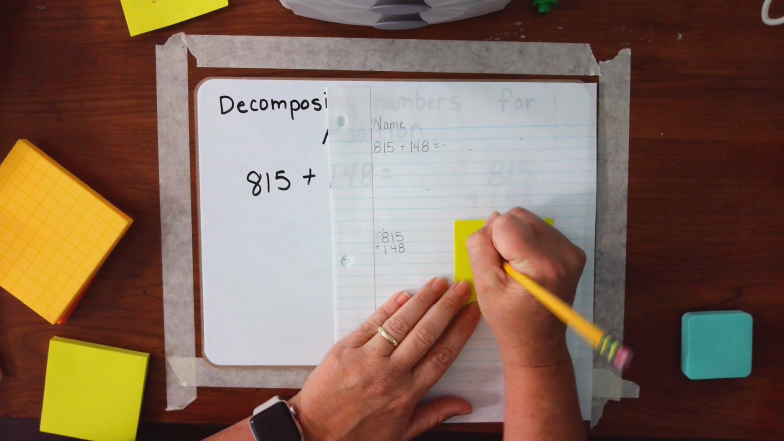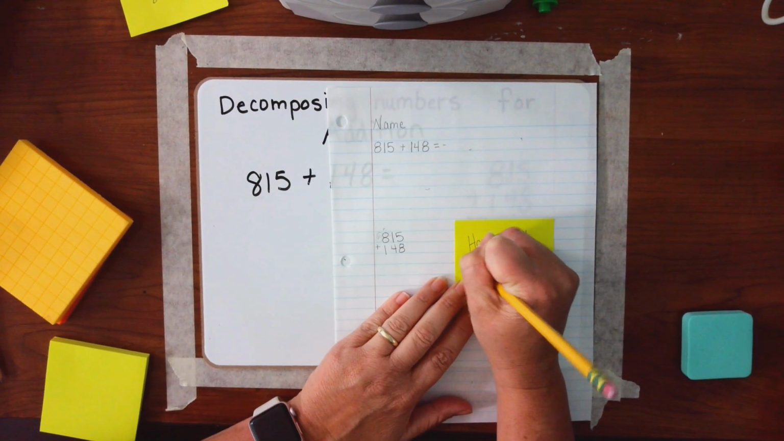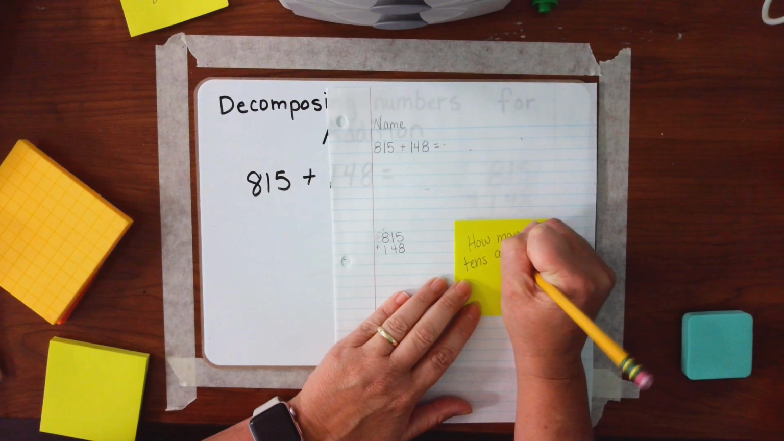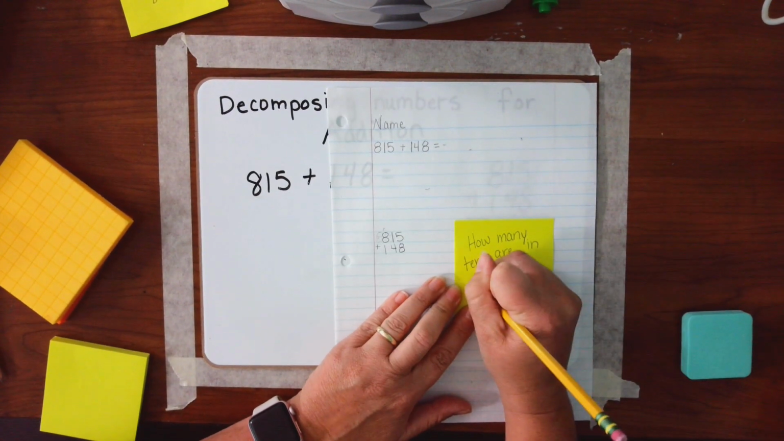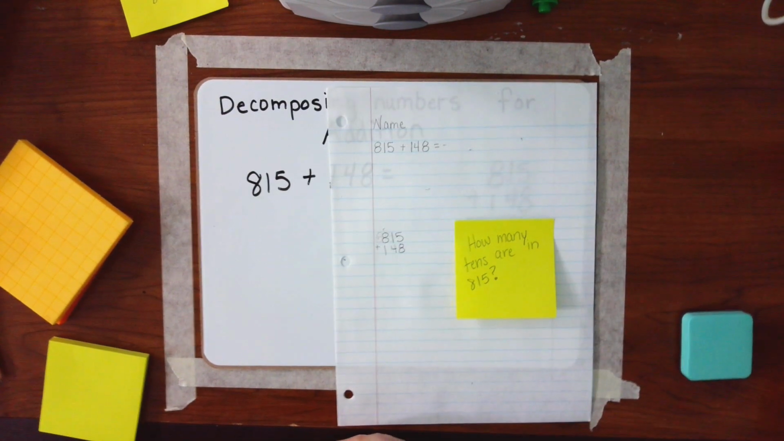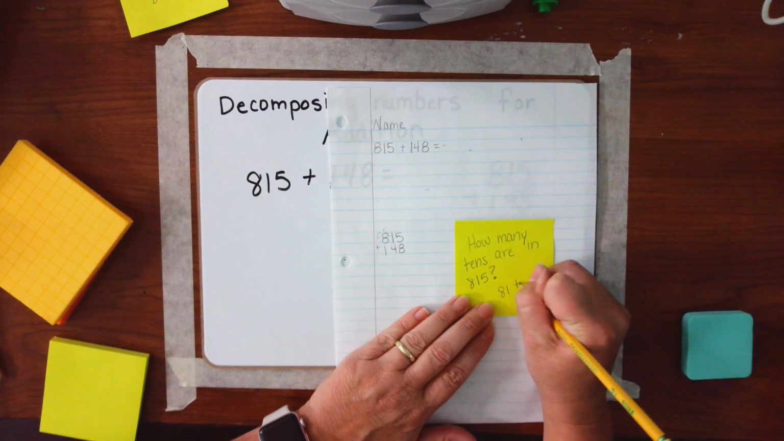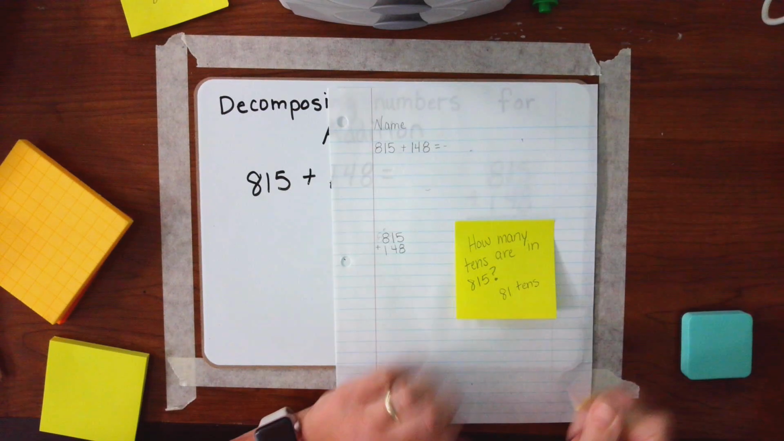How many tens are in 815? If you said 81 tens, you are correct.